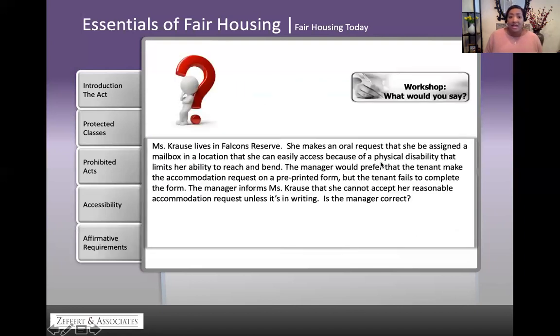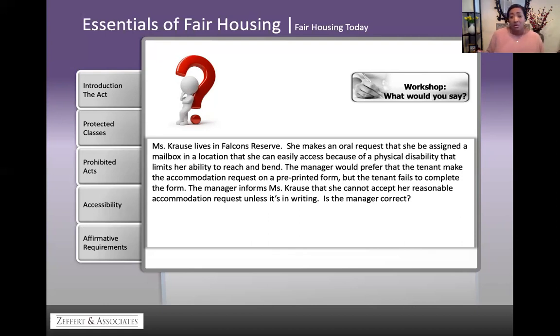Here's another exercise. Page number 19. Ms. Cross lives in Falcons Reserve. She makes an oral request that she be assigned a mailbox in a location that she can easily access because of a physical disability that limits her ability to reach and bend. The manager would prefer that the tenant make the accommodation request on a pre-printed form, but the tenant fails to complete the form. The manager informs Ms. Cross that she cannot accept her reasonable accommodation request unless it's in writing. Is the manager correct? No.